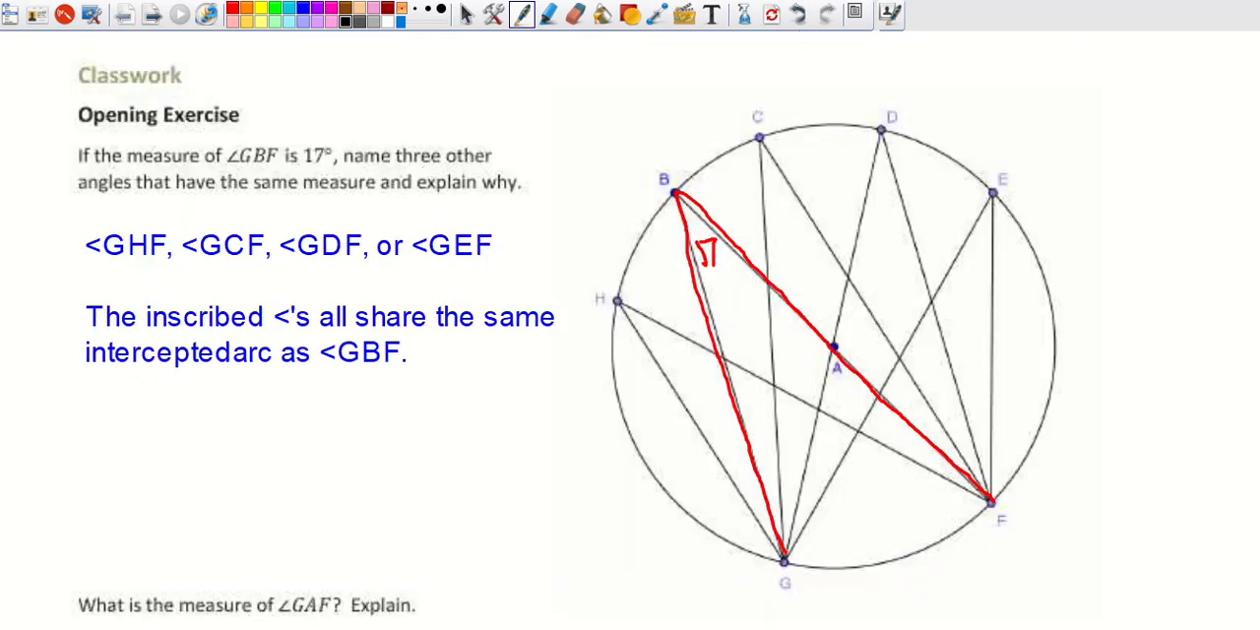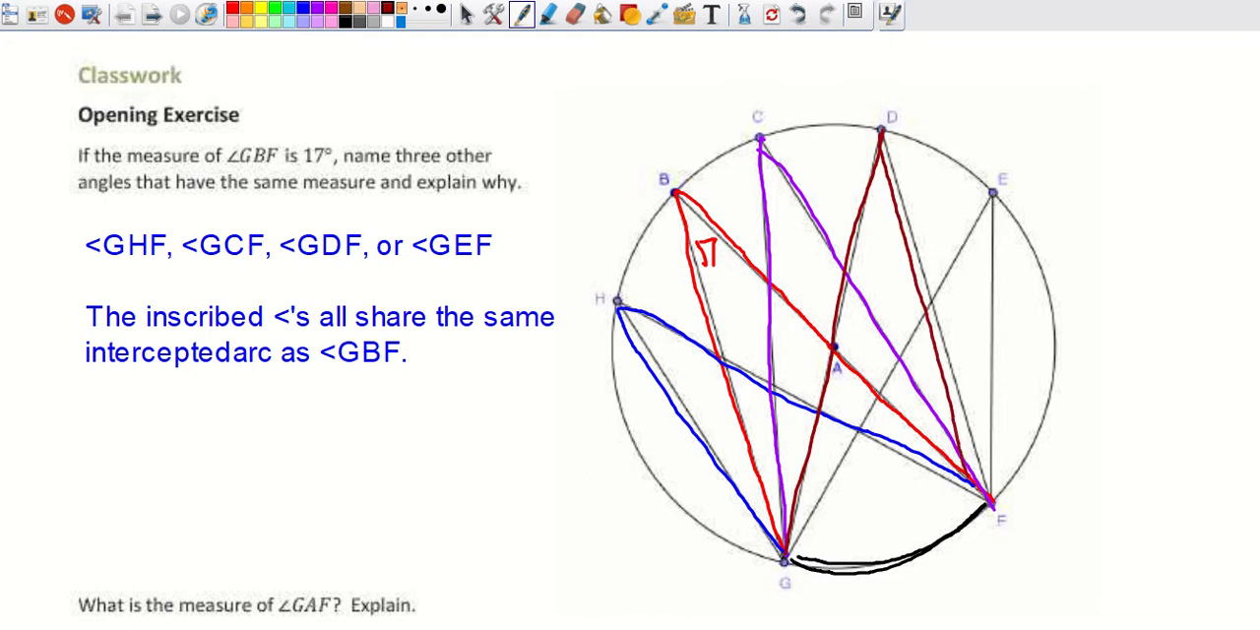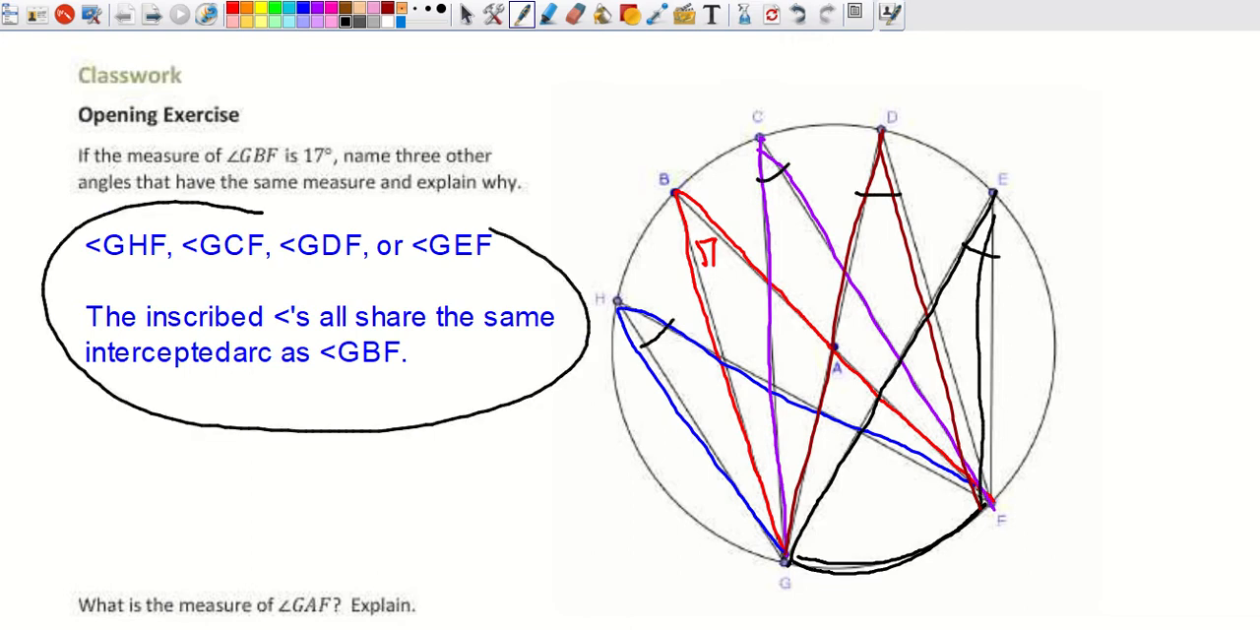So with this diagram here, since this is 17 and it creates this intercepted arc, every other inscribed angle, which includes angle GHF, angle GCF, angle GDF, and this angle at E, angle GEF, have to all be equal to 17 as well. So those angles are all congruent. They're inscribed to the same arc, therefore they have to be equal.